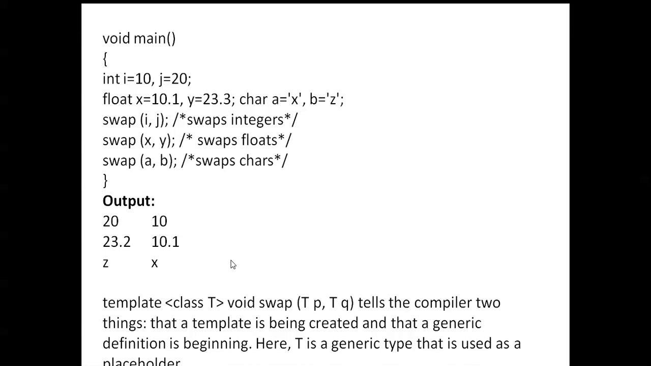Next, here you can see template <class T> void swap(T &p, T &q). This tells the compiler two things: that a template is being created and that a generic definition is being made. Here T is a generic type that is used as a placeholder.